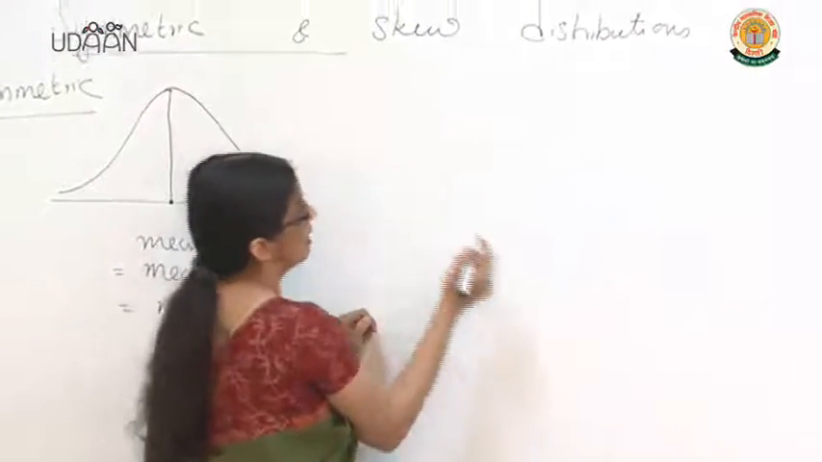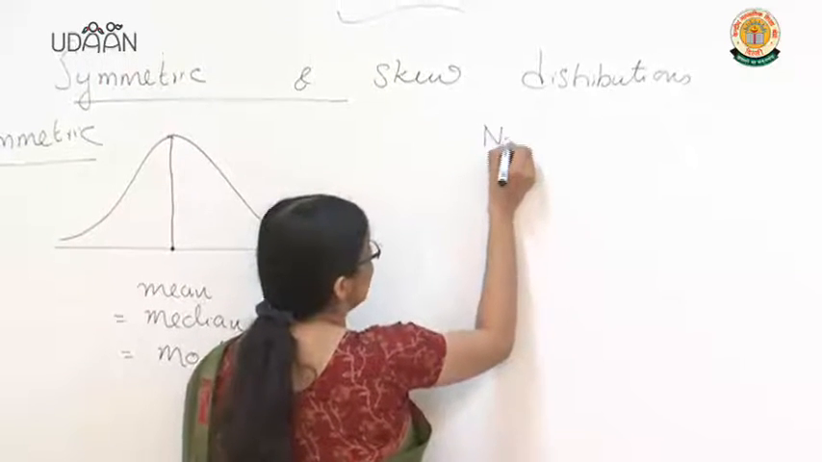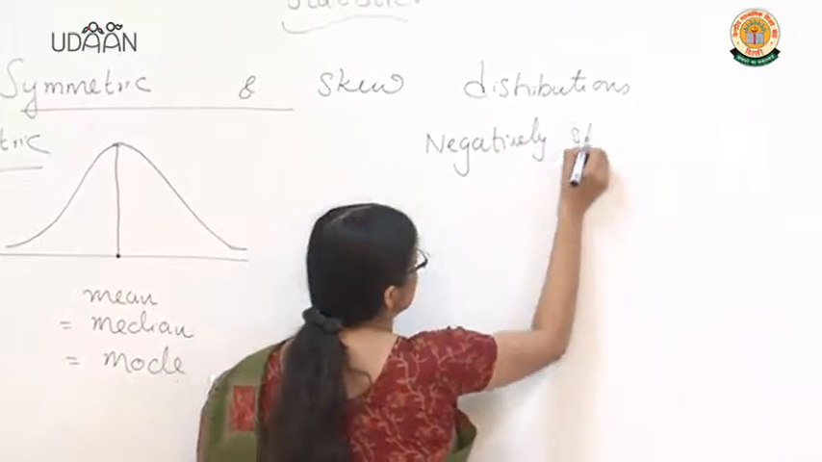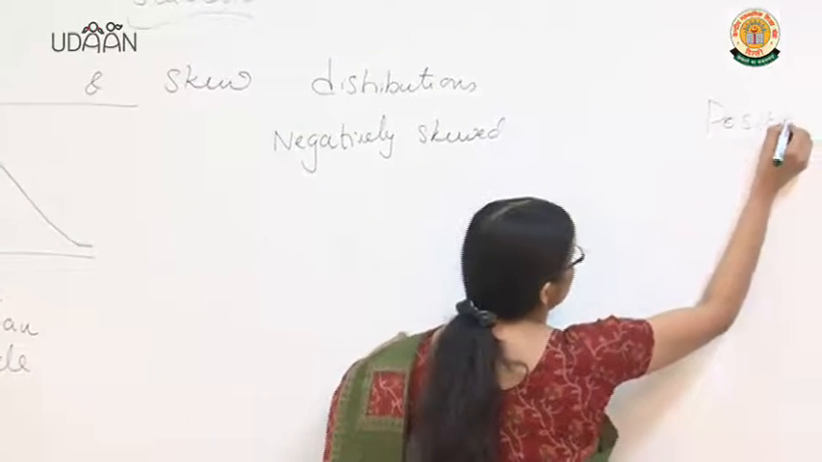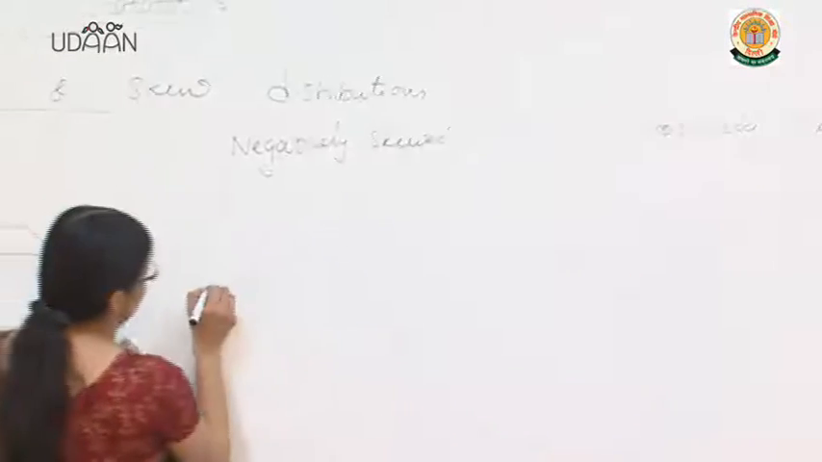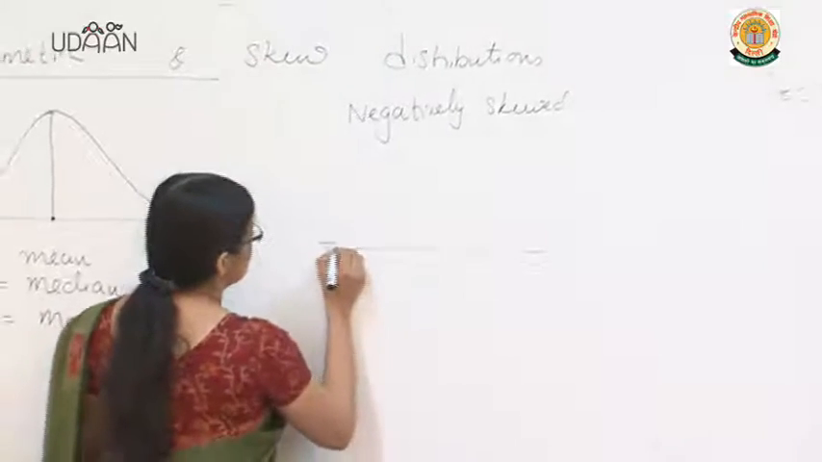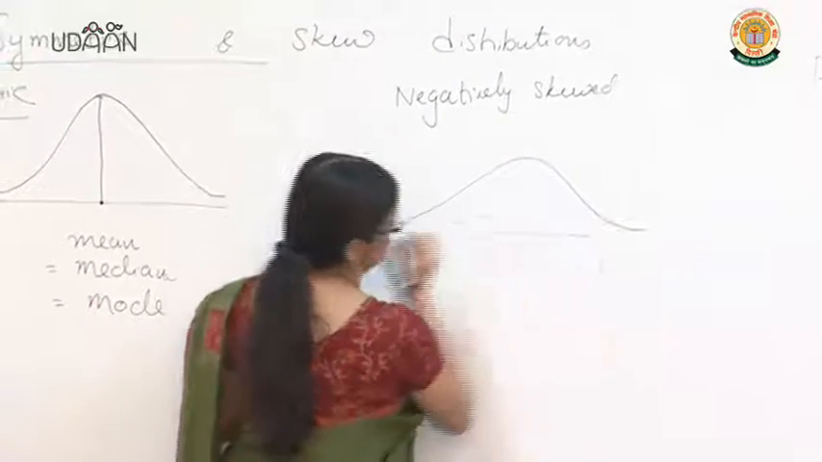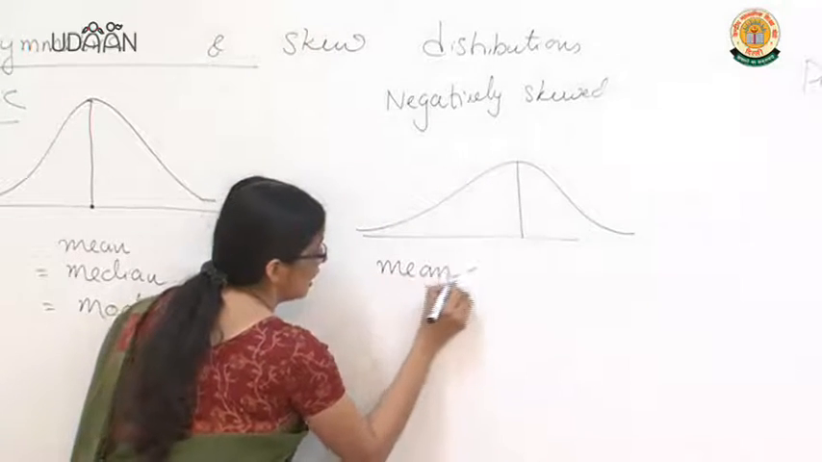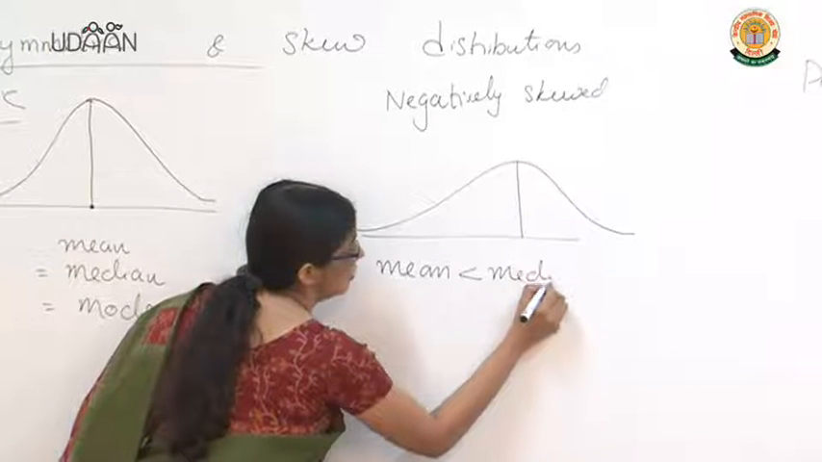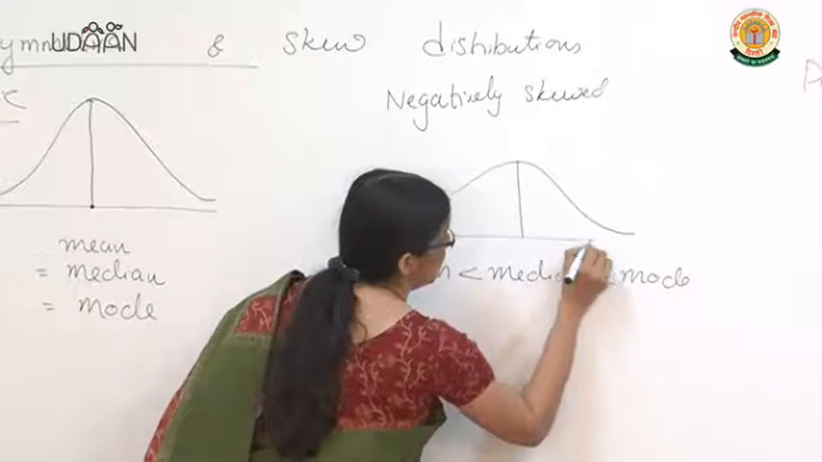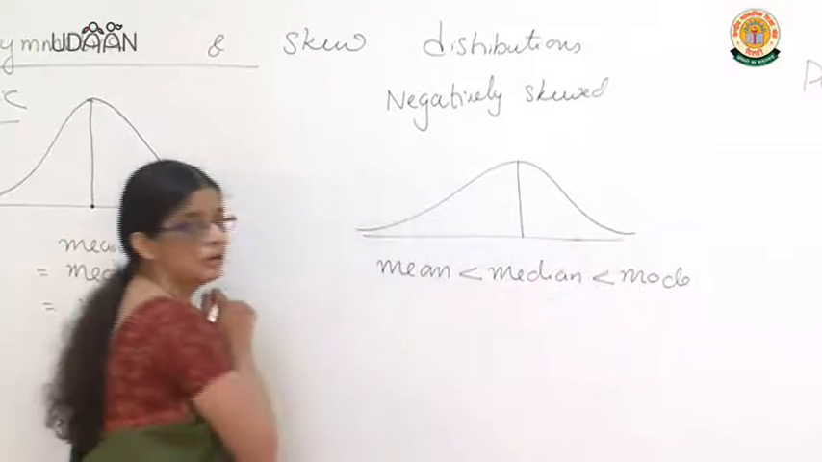So two possibilities are there: negatively skewed, or it could be positively skewed distribution. In the case of negatively skewed distribution, graph will be something like this. Here mean is less than median is less than mode. Mean will be less than median and it is less than mode.